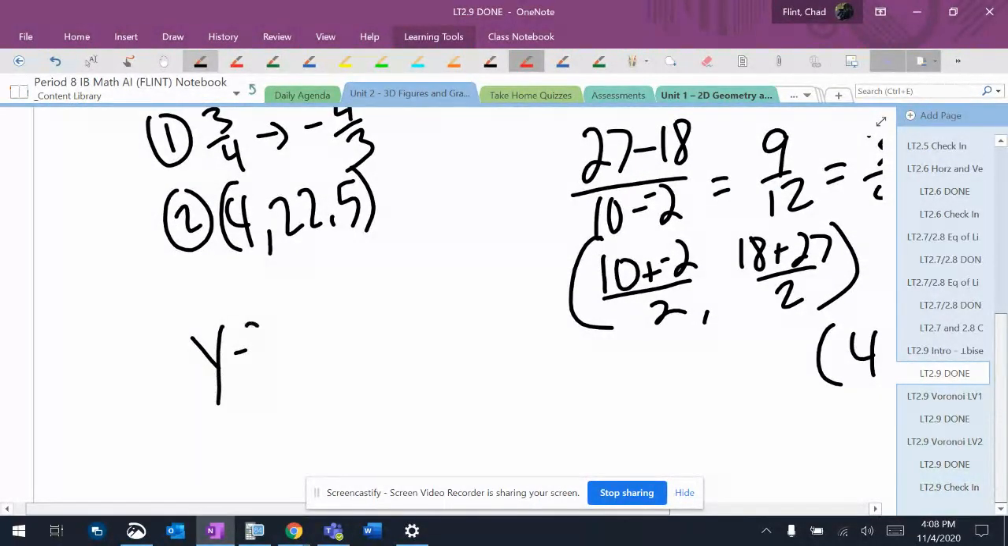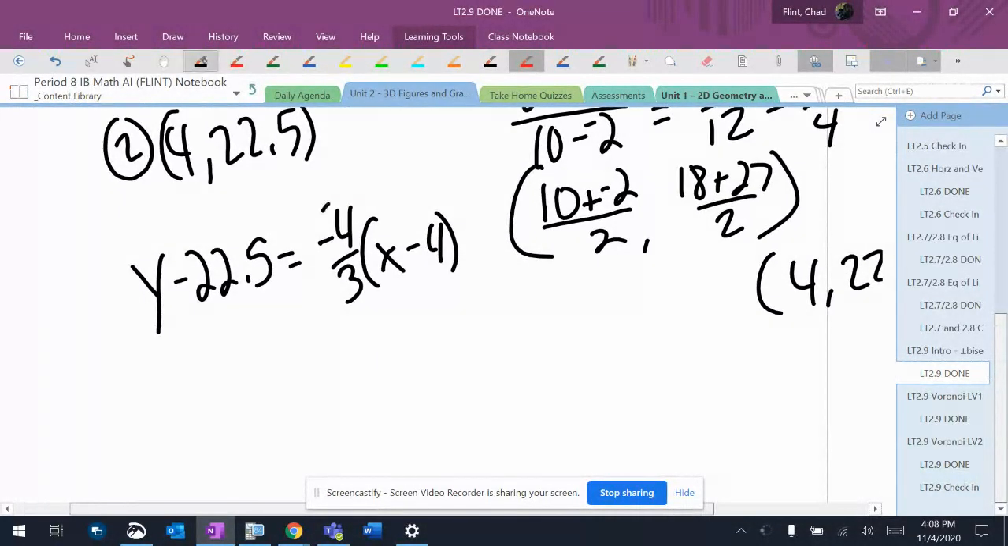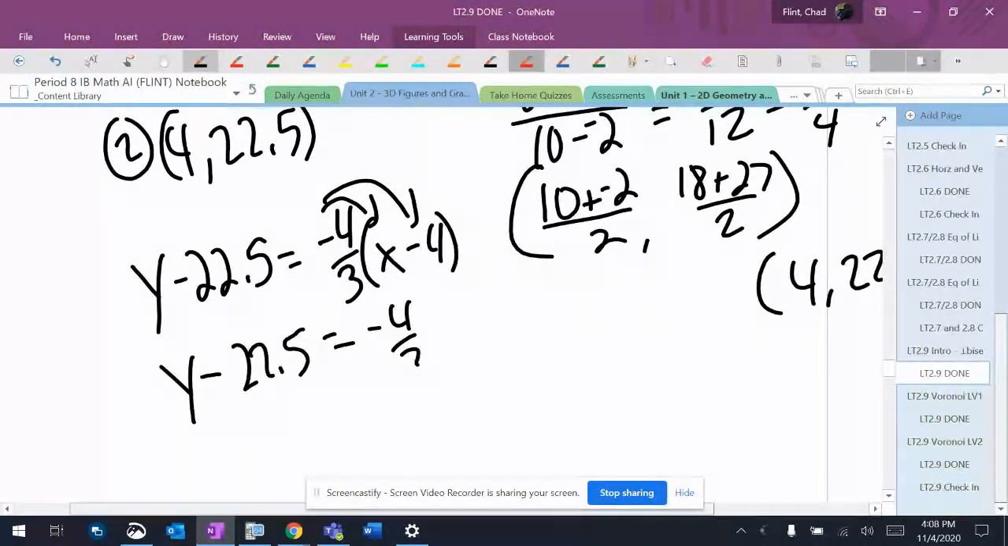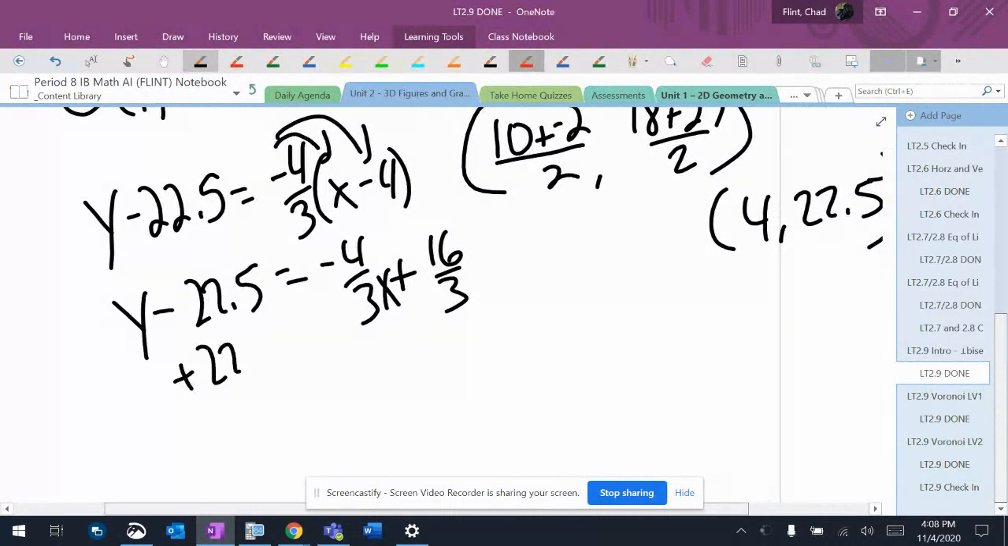So it's y minus y1 equals the gradient times x minus x1. It wants it in y equals format, so I got to play around with this a little bit here. So it's going to be y minus 22.5 equals -4/3. Do that in the calculator. It should give you plus 16/3. And then get y all by itself. So plus 22.5.